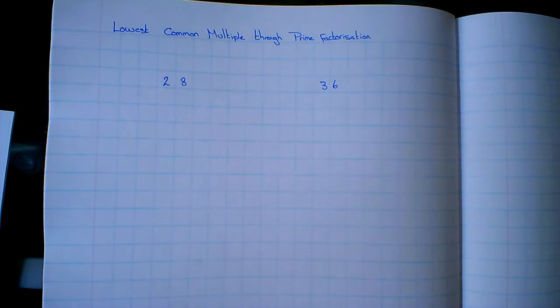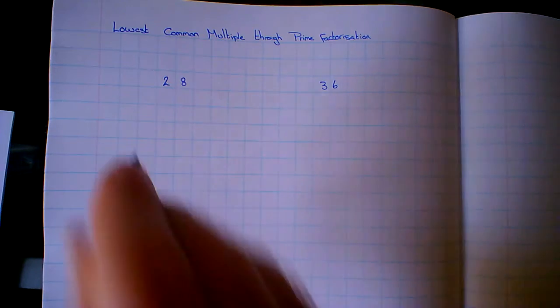Okay, welcome to this short video on finding the lowest common multiple using prime factorisation. Now, in previous videos we've looked at lowest common multiple through listing. It takes a long time and there are mistakes you can easily make using that technique. So this way is just a little bit quicker, it's a little bit more advanced, and we've used this technique before to find the highest common factor. We're now going to do the same thing for the lowest common multiple.